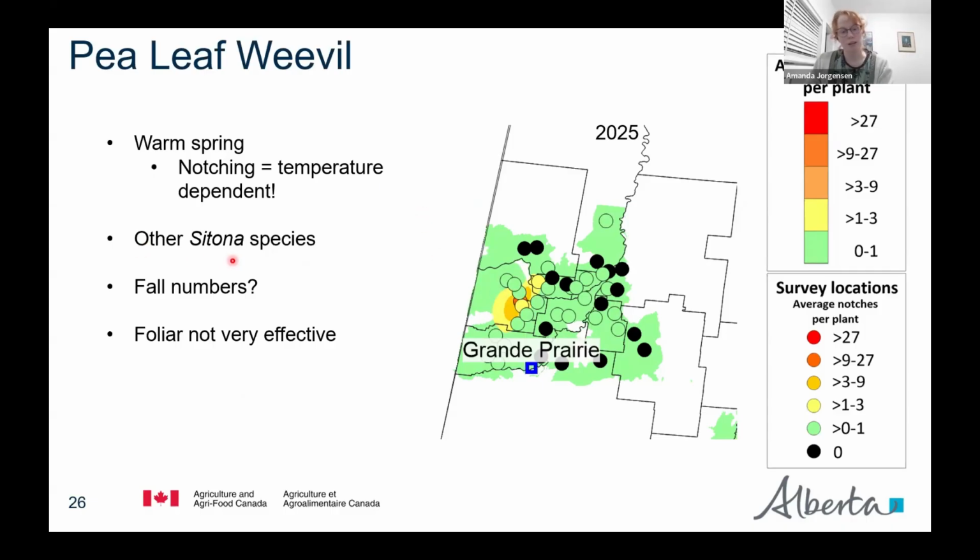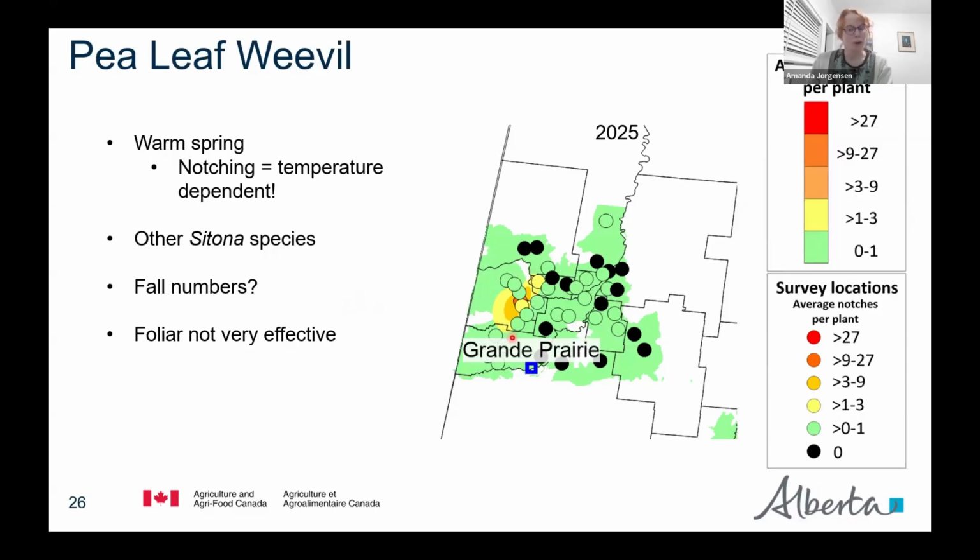In Alberta, but especially in the Peace, we do see a lot of other Sitona species, and these weevils might do some feeding on peas before they go to lay eggs on other crops. And again, it's not that adult feeding that's going to cause damage. So there's a possibility that in some of these fields other Sitona might have done that notching. And this is just looking at the spring counts and doesn't necessarily factor in what we saw in the fall.